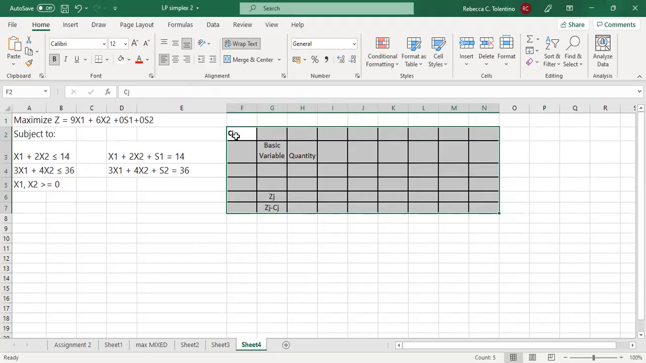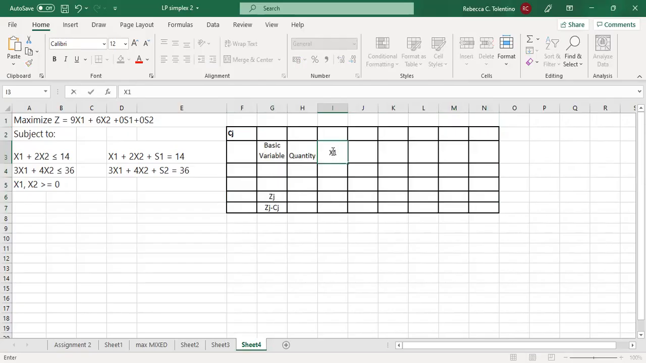So we have a fixed C sub j row, a fixed C sub j column. So all the entries in this row and column are actually numerical coefficients of the variables in the objective function. Okay. And then we have the fixed column for the basic variables, the fixed column for quantity. So quantity is actually the right-hand side. And then for the succeeding columns, we will allot one column per variable. So we have x1, we'll have one column for x1, another column for x2, another column for s1, and another column for s2. Ayan. So ito na yung structure natin.